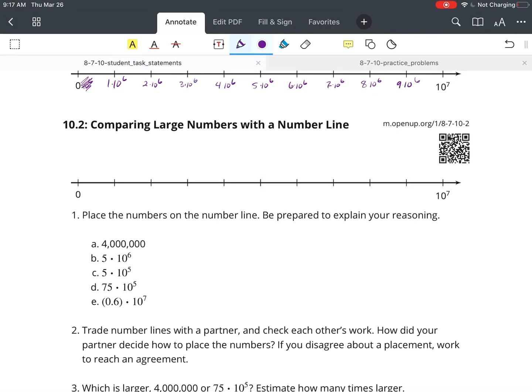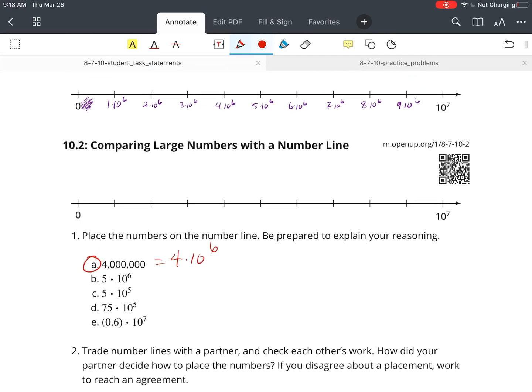So now we want to place these numbers on the number line. So that's going to be 4 times 10 to the what power, though? Like, how many zeros do you see? 6? Yep, I agree. That's where this number goes. What about this one? 5 times 10 to the 6th.